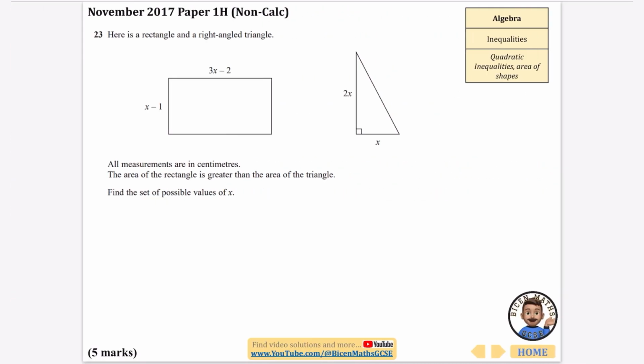Okay, so this time it's a non-calculator one, and it says, here is a rectangle and a right-angled triangle. All the measurements are in centimetres. The area of the rectangle is greater than the area of the triangle.